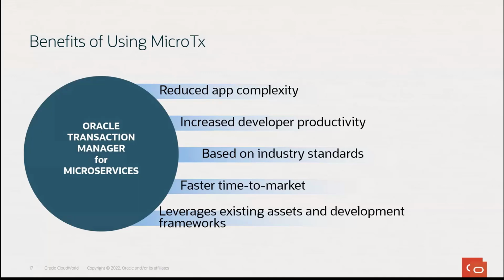The product is based upon industry standards. So XA is a well-known standard. Sagas, or in the case here what we're supporting, is Eclipse MicroProfile Long Running Actions. It's also a well-known standard. And Try, Confirm, Cancel is well published in the industry. It'll also, as I mentioned, get you to a faster time to market for the product that you're developing. And you can use your existing frameworks, your existing policies. How you're actually developing your application doesn't change. So you can use all of the existing assets that you already have.